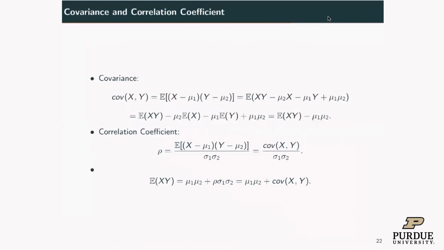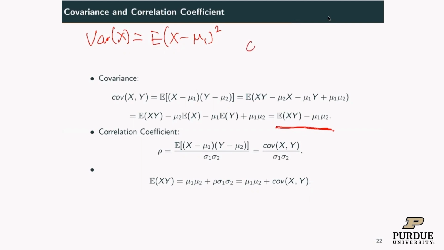First, let's define the covariance. Variance, we know. Variance of X is just the expected value, X minus mu squared. Now here, I define the covariance between X and Y. It's the expected value, X minus mu1, Y minus mu2. You can expand its product. So your covariance is the expected value of XY minus the mean product, the expected value of X times the expected value of Y. So this is how we define the covariance.